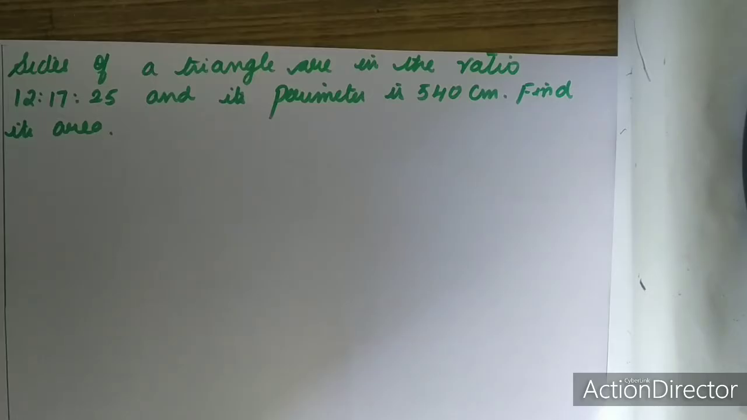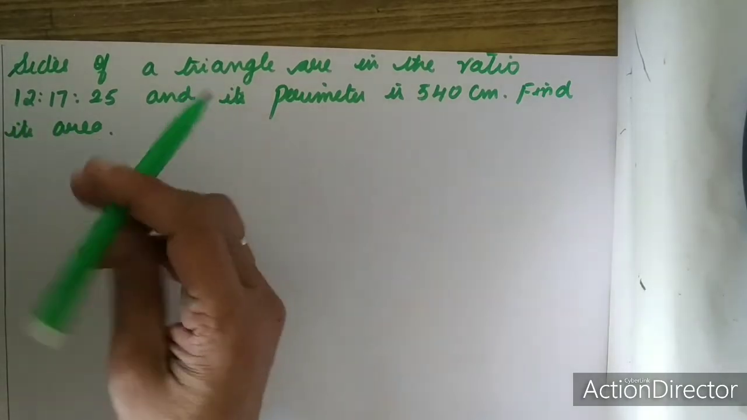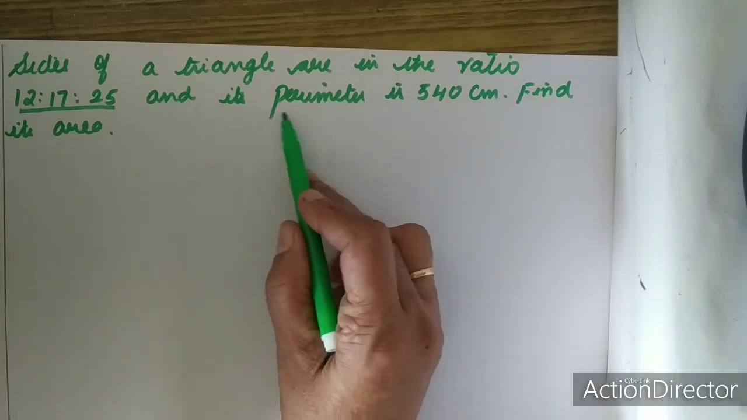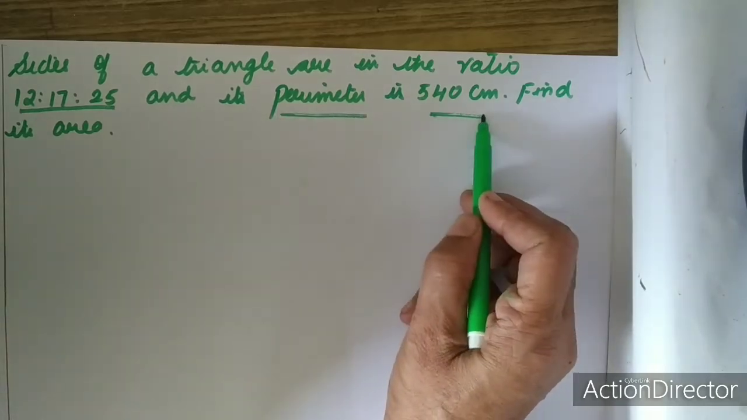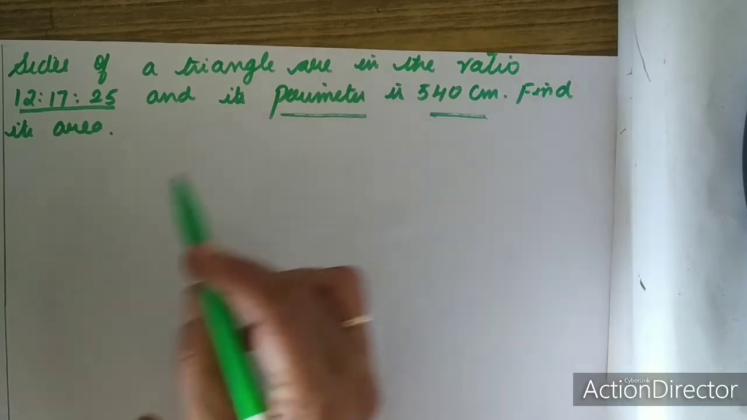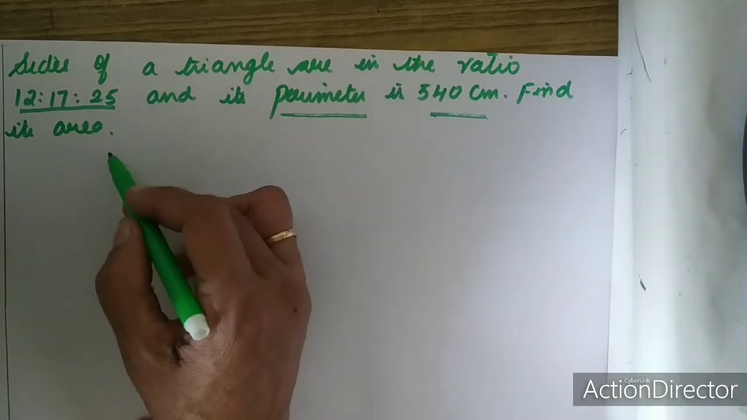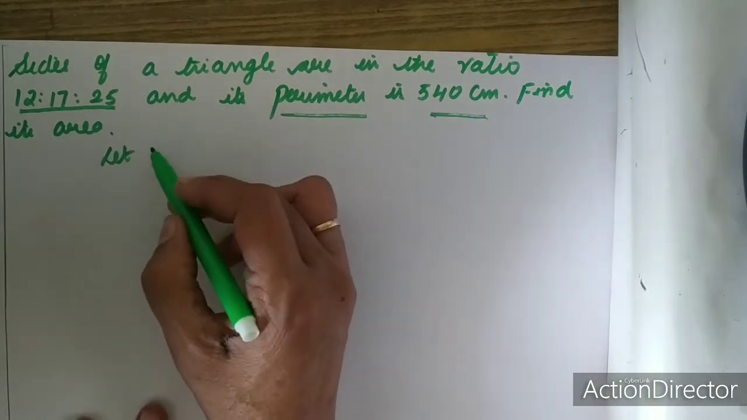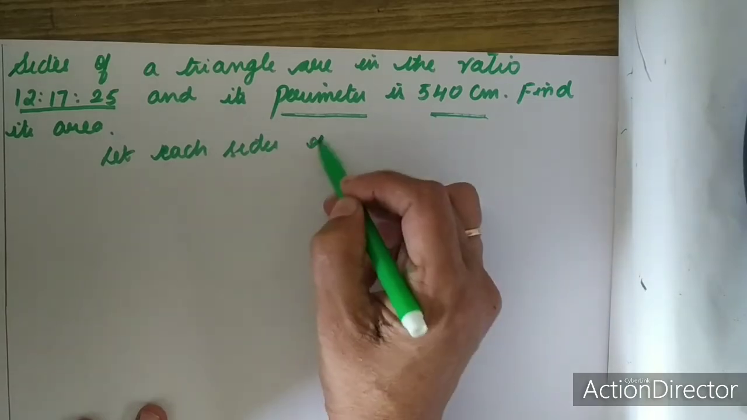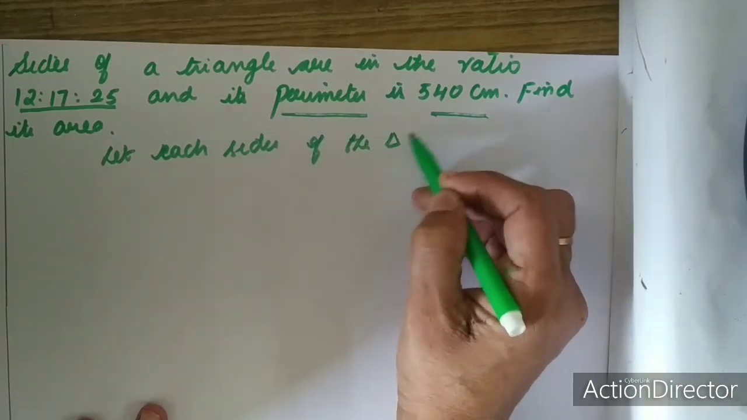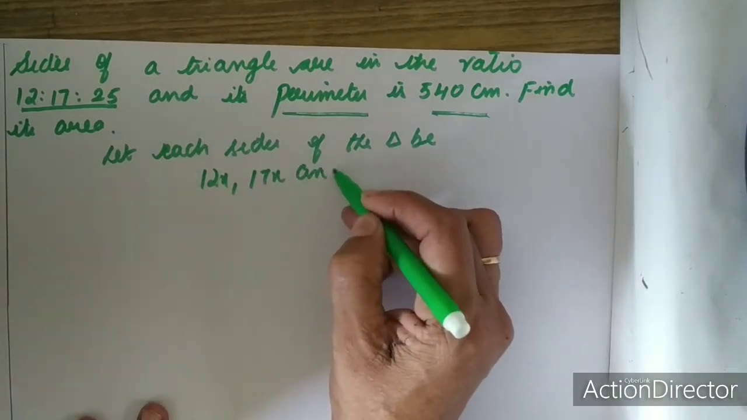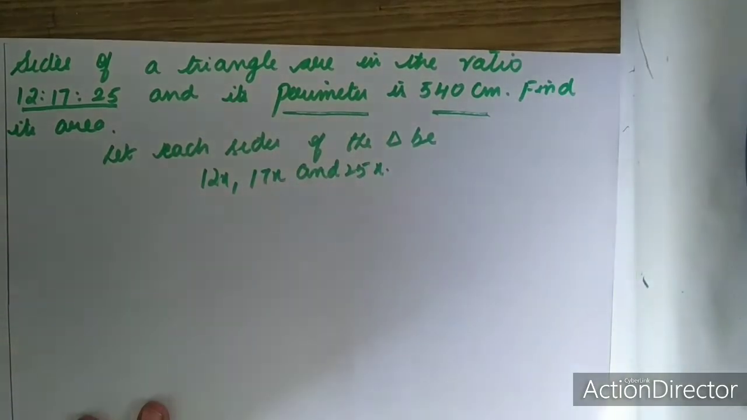Let us see one more sum where the sides are given in the form of a ratio, that is 12:17:25, and the perimeter of the triangle is given as 540 centimeter. What do you mean by perimeter? Sum of all sides of a triangle. So first let each side of the triangle be 12x, 17x and 25x.